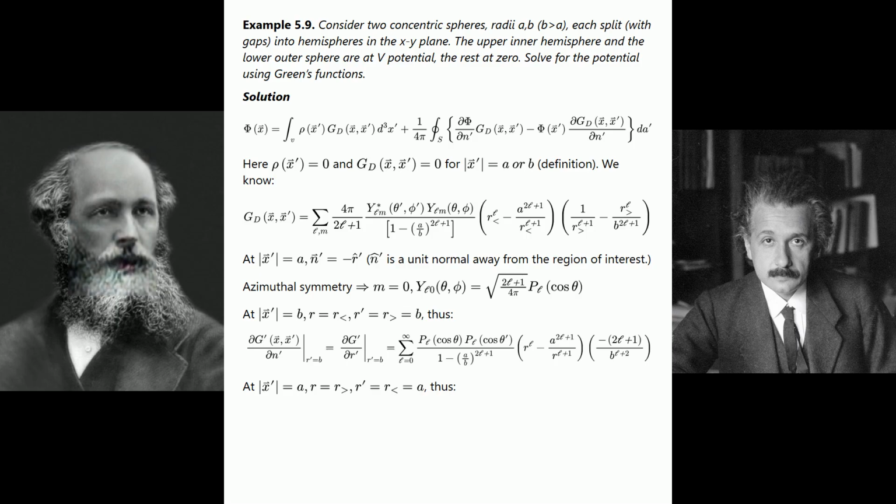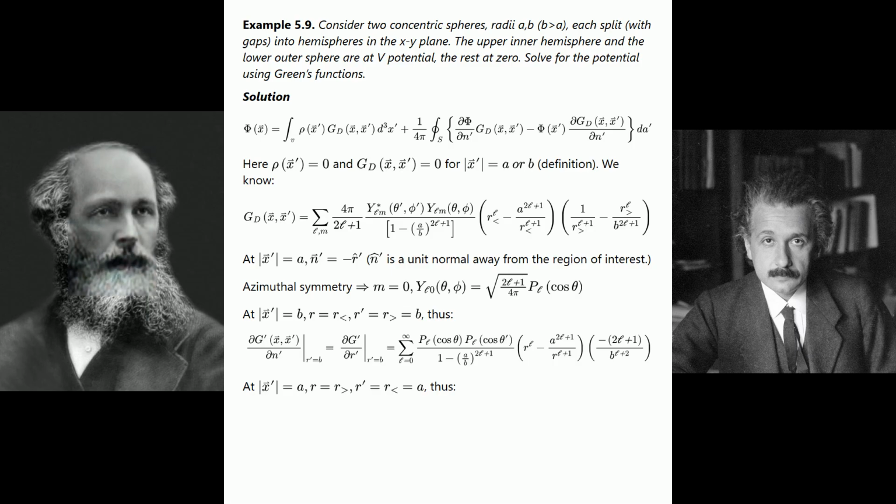Solution: see the equation. Here rho of vector x prime equals 0 and G_D of x, x prime equals 0 for the absolute value of x prime equal to a or b. Definition. We know, see the equation shown. At the absolute value of x prime equals a, vector n prime equals negative r hat prime, where n prime is a unit normal pointing away from the region of interest.